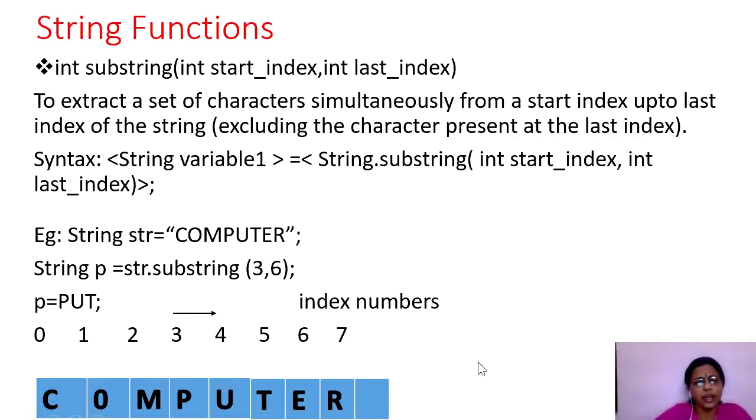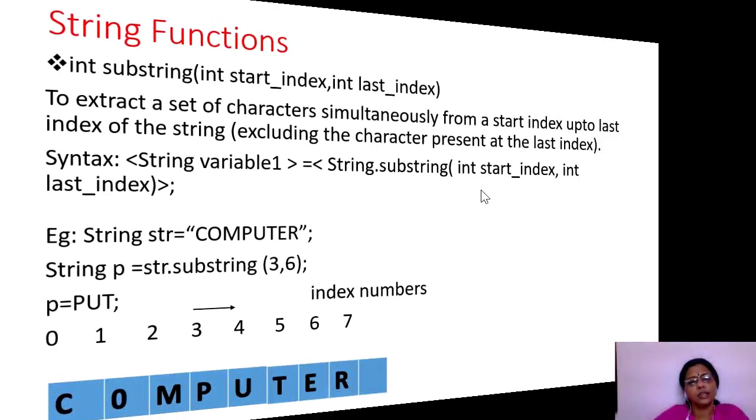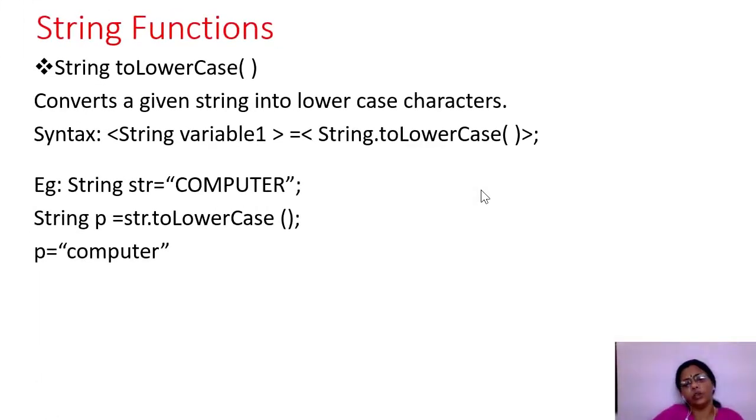So what I said, though I say 3, 6, what will happen? 6 will not be included, 3, 4 and 5 will be extracted and it will form a small string, a substring. So that is the function called substring. This is very much required. The substring function is required when you are doing your programming. Okay, we go with the next two very simple functions.